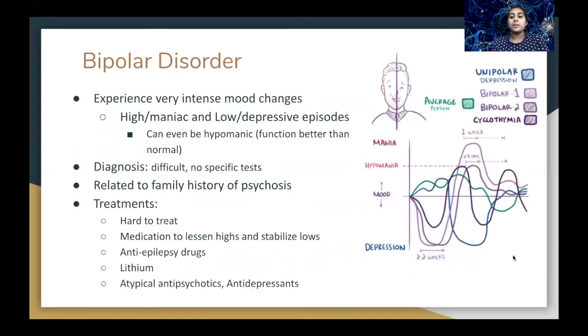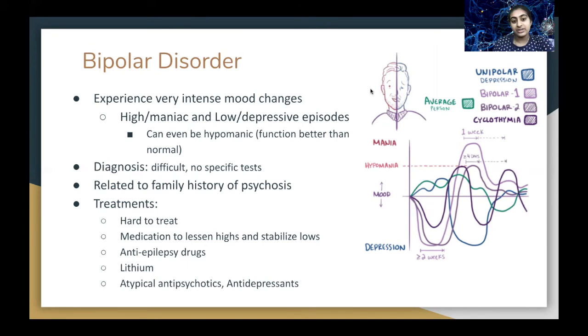Let's talk about bipolar disorder. This is another mood disorder, and it's different because you experience very intense mood changes. So there's a high episode, which is basically having a manic episode, and a low mood, which is depressive. You can even be hypomanic, which is not exactly manic, but it's not exactly normal either. It's basically more stimulated, functioning better than normal, feeling better than normal, that sort of thing.